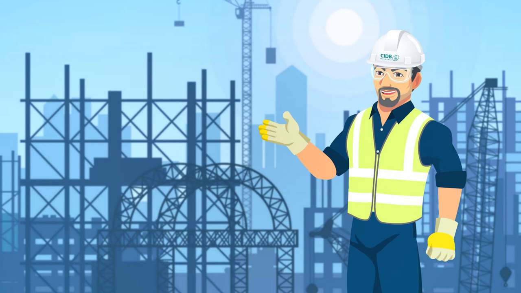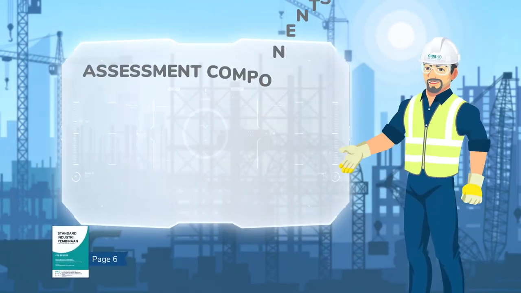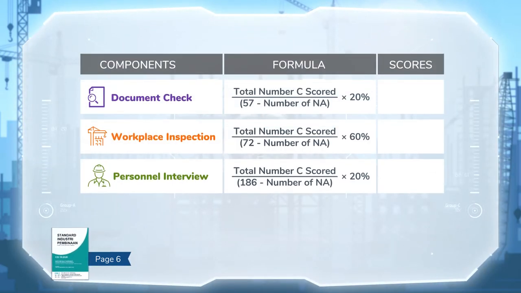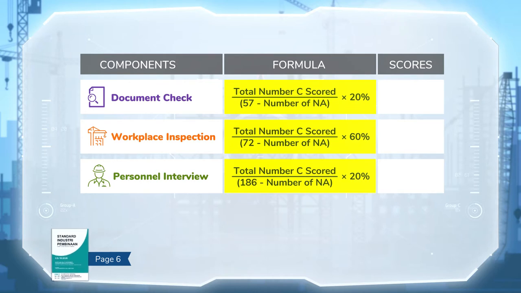Welcome back to the final part of the series. In the previous parts, we've learned how to perform document check, workplace inspection, and personnel interviews. We've also learned how to total up and calculate the scores for each of the components.